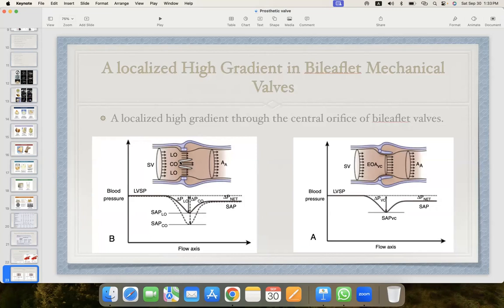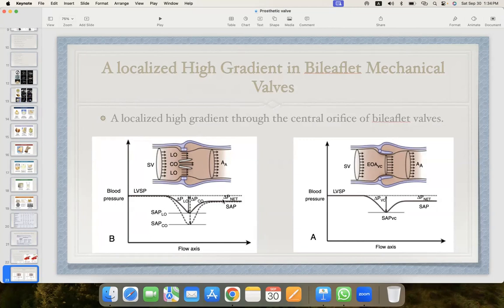As you see here, this is the mechanical bileaflet valve, and you have lateral openings and a central opening. Those patients will have higher velocity across the central opening. So if you measure the velocity across the central opening, you will get a higher gradient. However, they will be asymptomatic because the pressure will go back up in the aorta, so those patients will not have any significant symptoms.